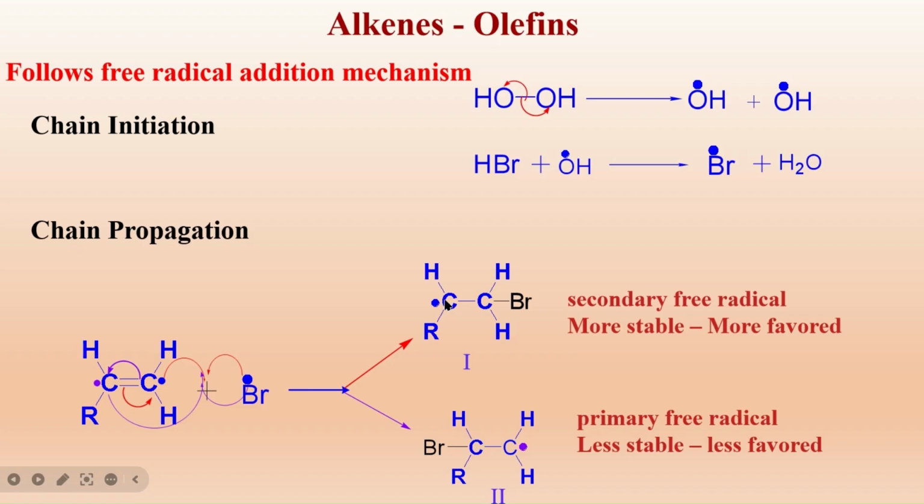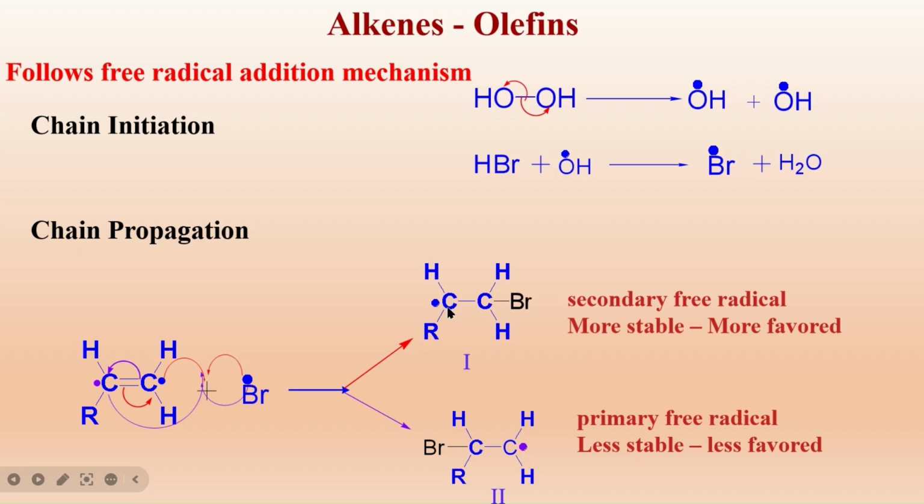Whereas in this case, this free radical is secondary in nature because it is attached to two carbons. One carbon here, another carbon present in this alkyl group R. As it has two alkyl groups attached to it, it has more positive inductive effect than the primary free radical. That's why it is more stable.